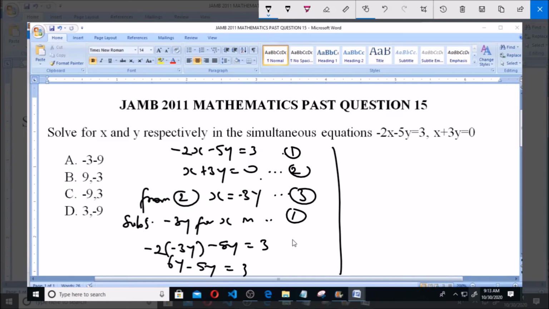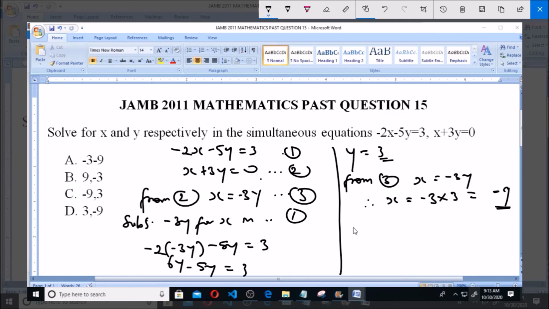Now from this, 6y - 5y will give us y = 3. So that means y is equal to 3. Now, since we have the value of y to be 3, from equation 3 we have that x is equal to -3y. Therefore, x is equal to -3 multiplied by 3, which is equal to -9. So x is equal to -9 and y is equal to 3.